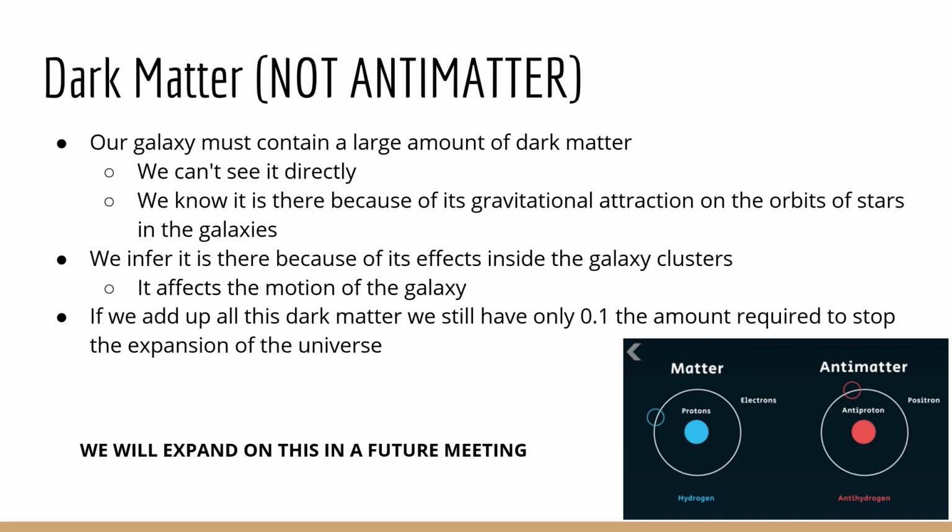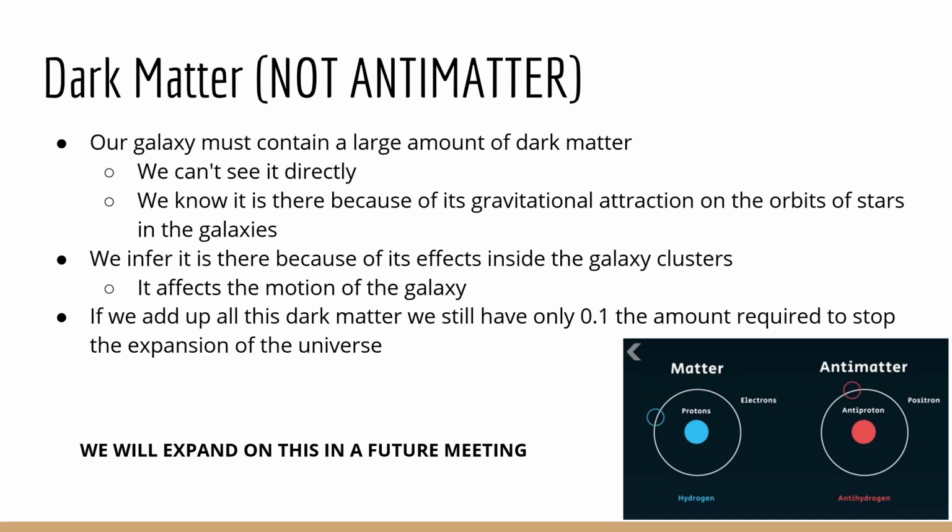So let's talk about some dark matter then. Dark matter is not antimatter. Basically, our galaxy must have a large amount of dark matter, even though we can't see it directly. We know that it's there because of its gravitational attraction on the orbits of stars. We infer it is there because of its effects inside the galaxy clusters, and it affects the motion of the galaxy. If we add all this dark matter up, we still only have 0.1 of the amount required to stop the expansion of the universe.